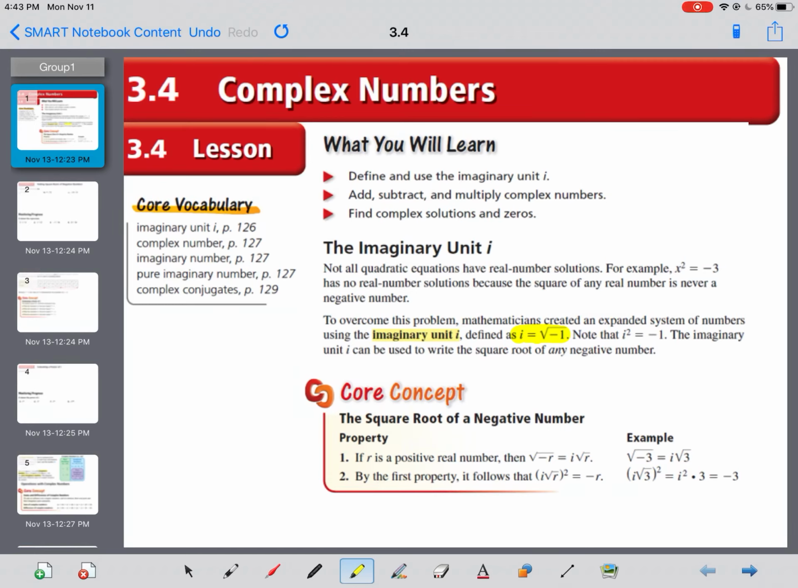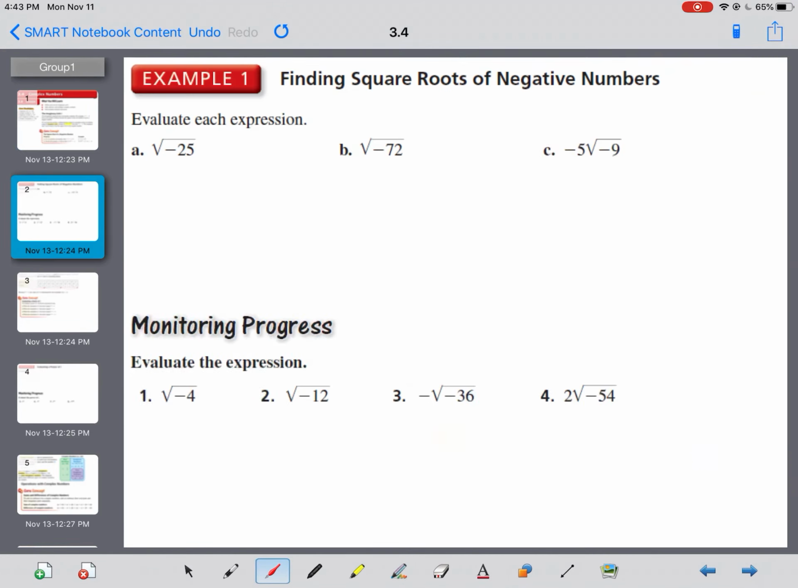So we're going to look at all the properties of complex numbers. This involves our exponent and radical properties that we're going to go back and forth through. So we just have to evaluate each expression.